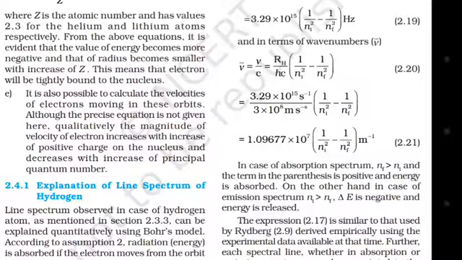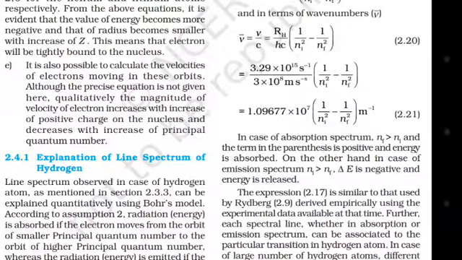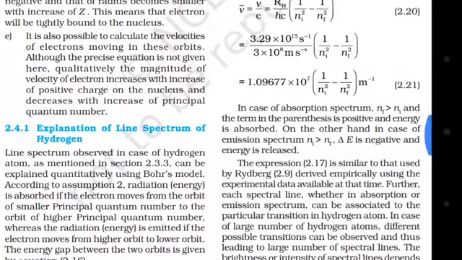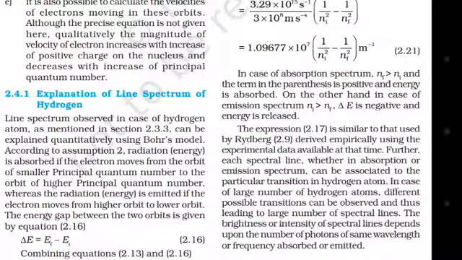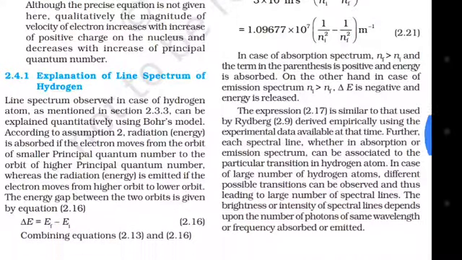It is also possible to calculate the velocities of electrons moving in these orbits, although the precise equation is not given here. Qualitatively, the magnitude of the velocity of electron increases with the increase of positive charge on the nucleus and decreases with the increase of principal quantum number.